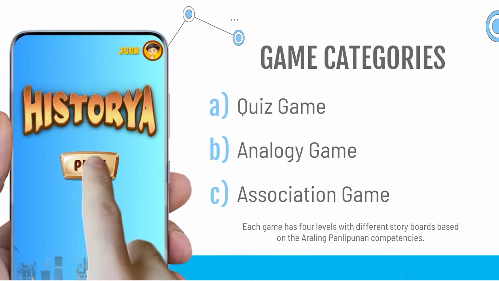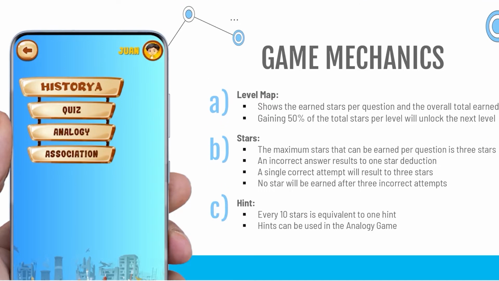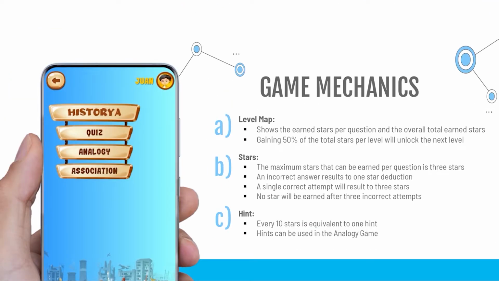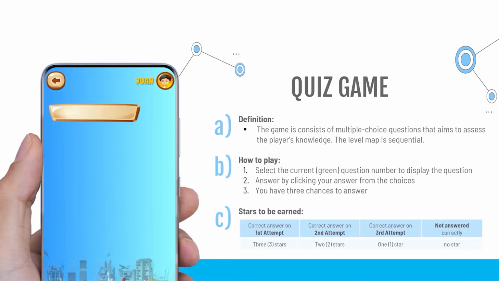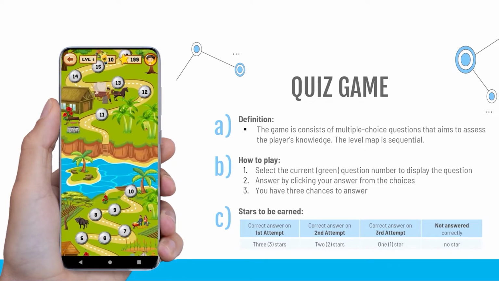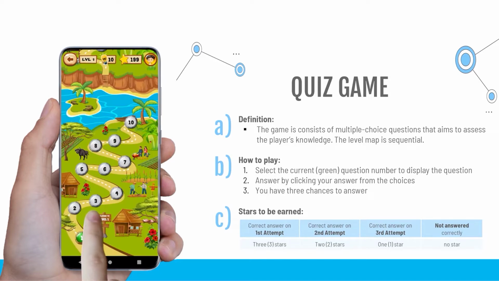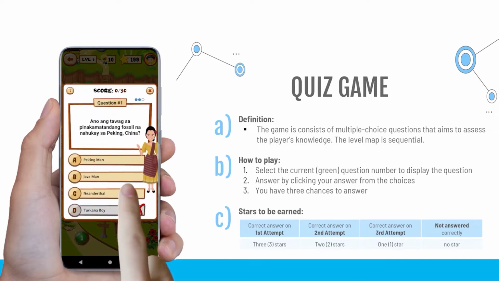The Play Game button displays the three game categories, namely Quiz Game, Analogy Game, and Association Game. Four levels correspond to the four AP curriculum units. The player needs to unlock the next level to be able to play it. The quiz game consists of multiple choice questions that aim to assess the student's knowledge, and when the player properly answers the question, a trivia connected with the answer is presented.